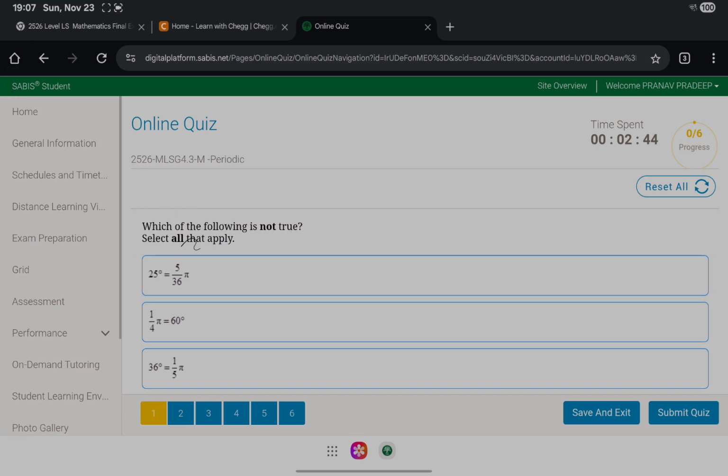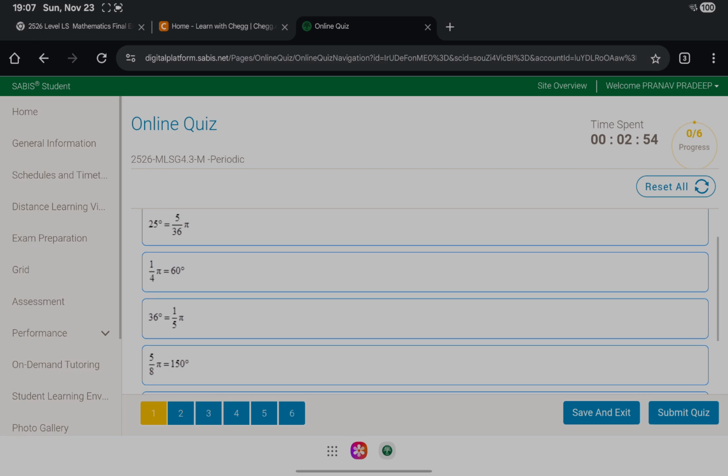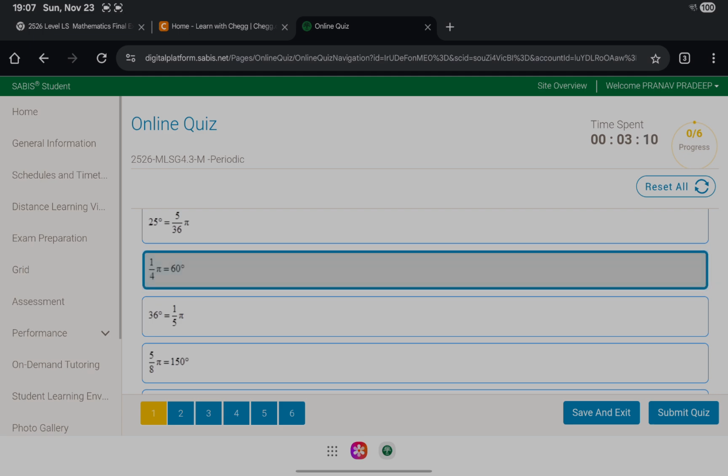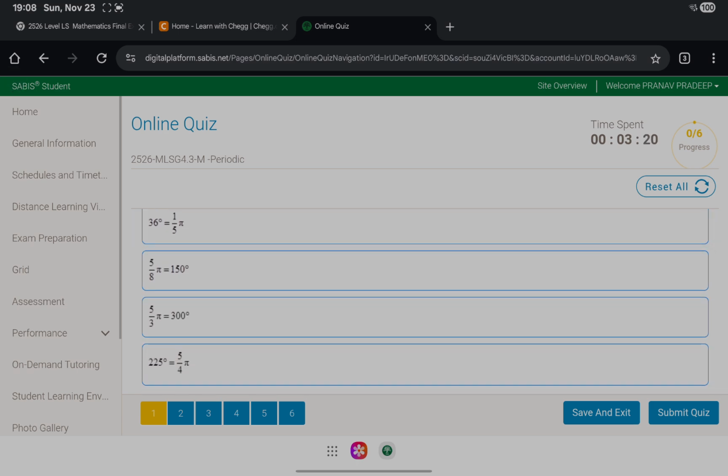So here we have 5 times 180 over 36. So this is true. Half of 1/4 of pi equals 60, so it's 180 over 4. Is it 60? So this is incorrect. And let's do 180 over 5 to see. Yeah, it is 36. Let's check these.